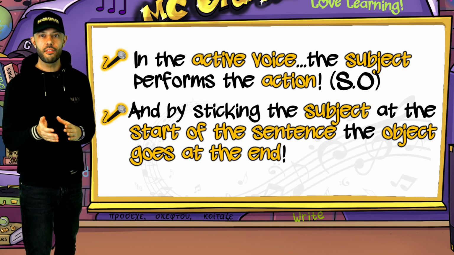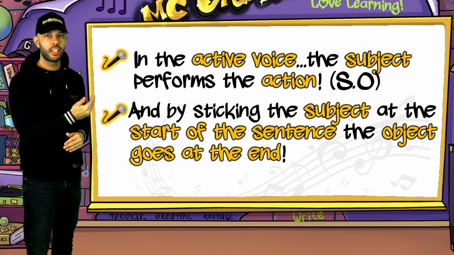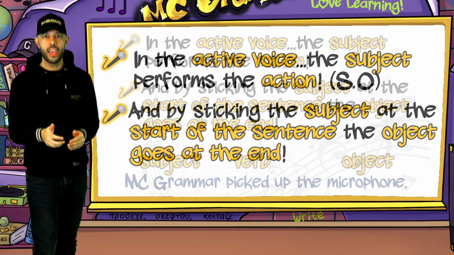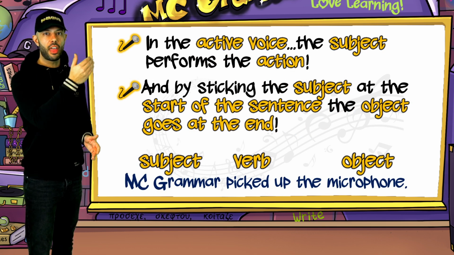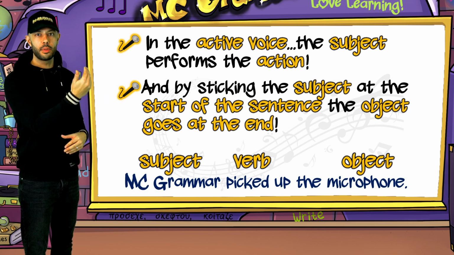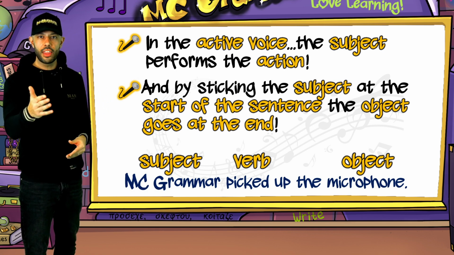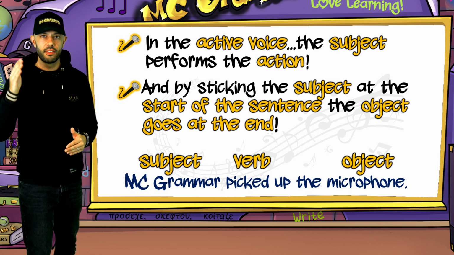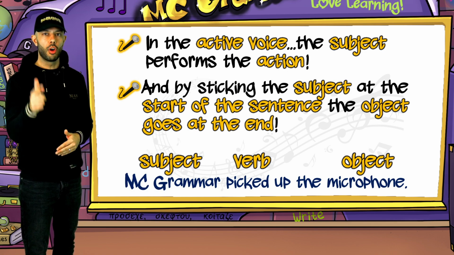So we know active voice is very direct. Straight away, the subject is at the start of the sentence. It's performing the action on the object. Like this example here, MC Grammar picked up the microphone. We've got that S.O in brackets to remind us, subject, object. MC Grammar, the subject, is picking up the microphone. He's performing the action on that object, the microphone. So active sentences are direct. They tell you straight away who the subject is that's performing the action on the object.